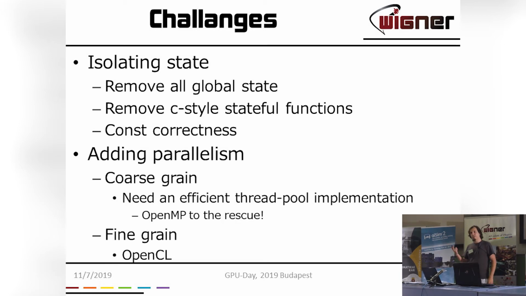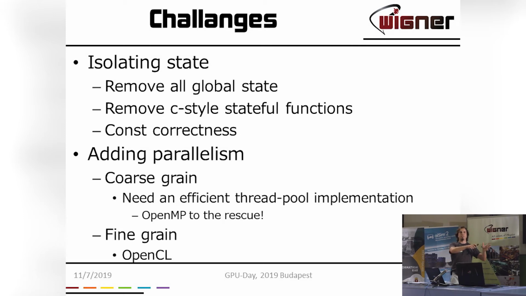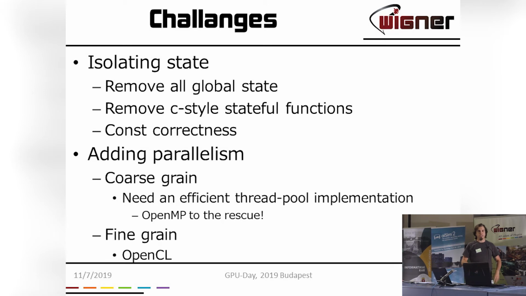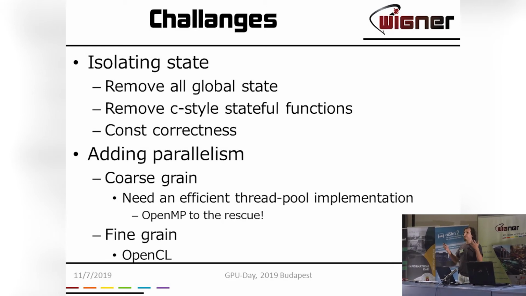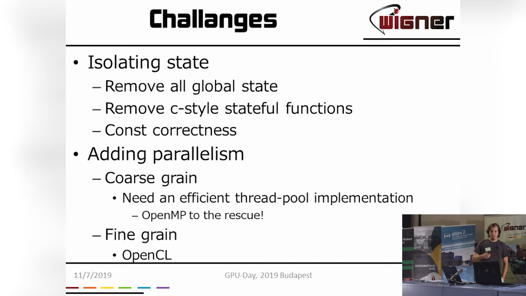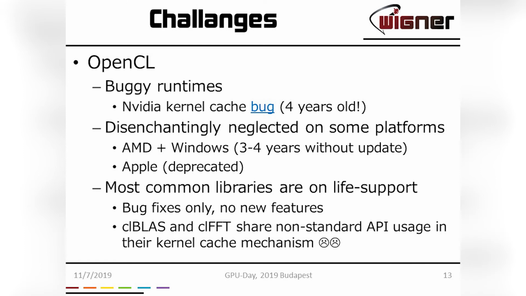There are two levels of parallelism. One is the coarse grain, which is choosing the sky coordinates and then dedicating one GPU to processing one sky coordinate. And once the GPU is finished, give another sky coordinate to the GPU. For this, we needed a thread pool implementation. Well, OpenMP just happens to be an efficient thread pool implementation, and it's also portable, so that's what we used. And for the fine-grained data parallelism, we used OpenCL. Now the sad part.